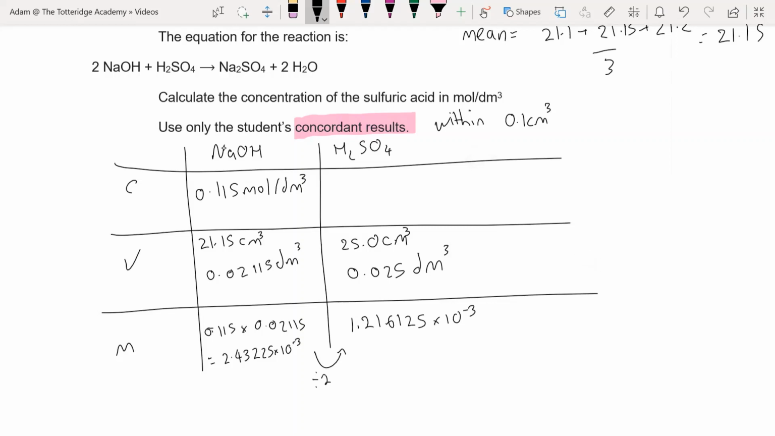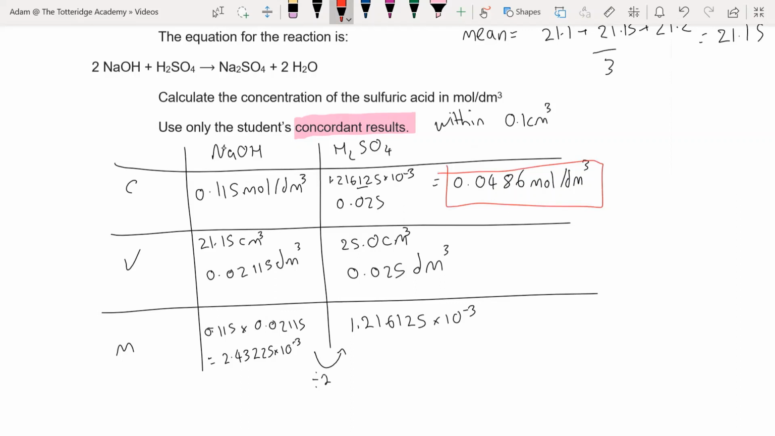And then do that divided by 0.025, which gives 0.0486 moles per dm cubed. 5 marks in the bag. If you got that right, you got 5 marks.